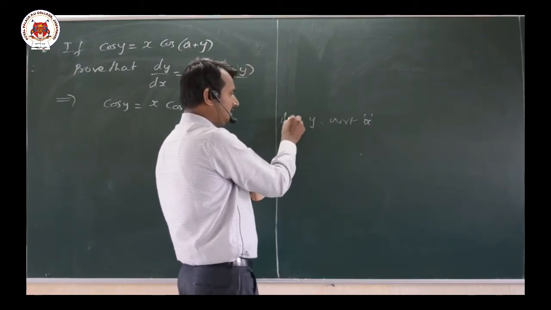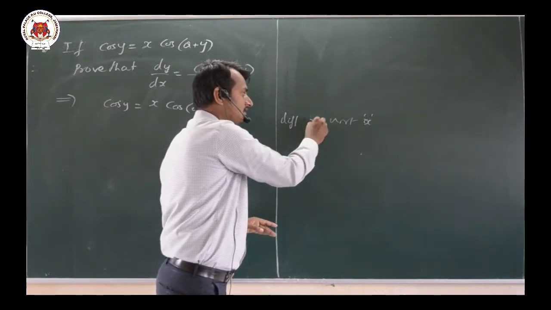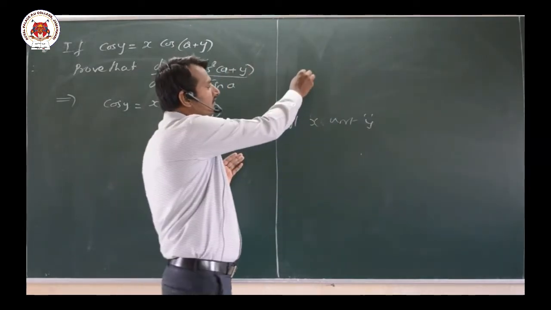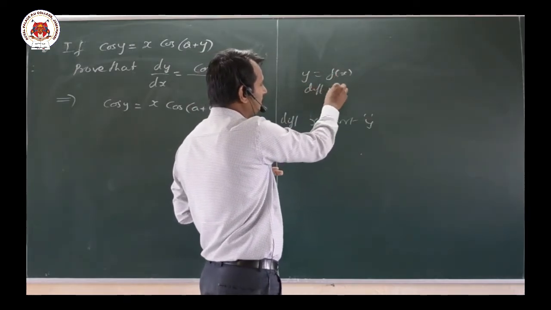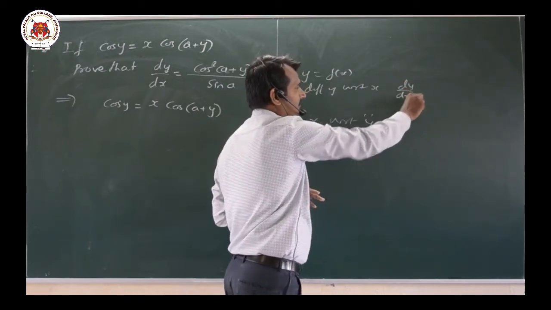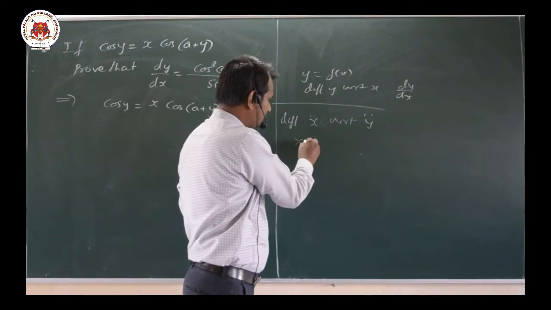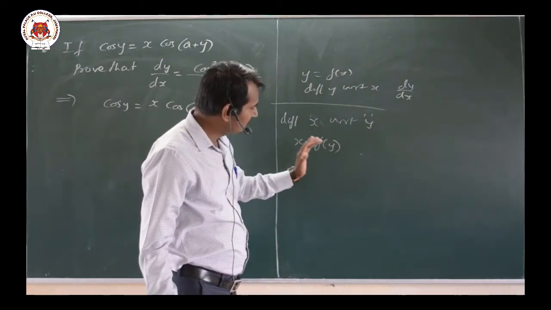But here in this case what I will do is, I will differentiate x with respect to y. In all other problems we were having y is equal to f of x, then we are differentiating y with respect to x, that is nothing but dy by dx. But here in this particular problem I will take it as x is equal to f of y. That means x is dependent on y here.